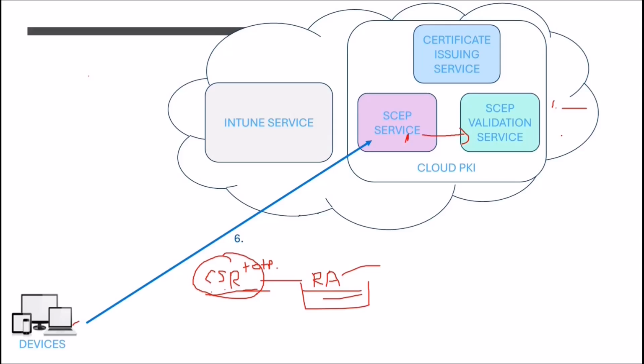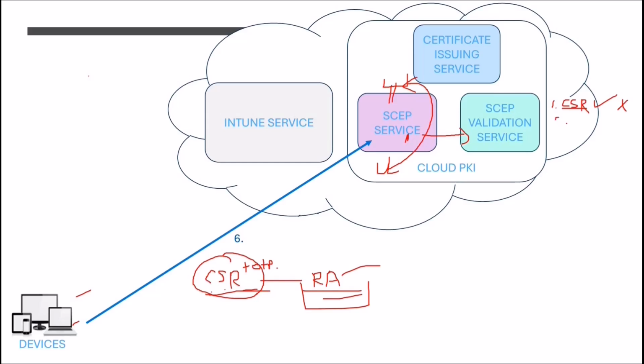So keeping that same analogy in mind, the SCEP service initially generated an OTP or a challenge. Now the device is presenting an OTP or a challenge. So the SCEP validation service is going to match whether both are the same or not. If both are the same, then the SCEP service is going to trust this device. If both do not match, then the SCEP service is going to deny the request, saying that the challenge password is incorrect. So as written over here, the first thing the SCEP validation service is going to check is whether the challenge in the CSR is correct or not.